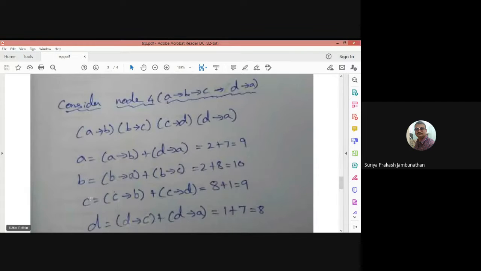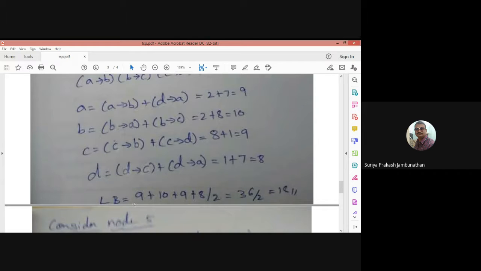Then third node C. So this and this deal with C, no? B to C we are writing as C to B, and C to D we are writing. So these two values are 8 plus 1, we are getting 9. The last node D. So D, what are we getting actually? C to D, that we are writing as D to C, and D to A we are writing here. So D to C is 1 and D to A is 7. So 1 plus 7, 8 we are getting.